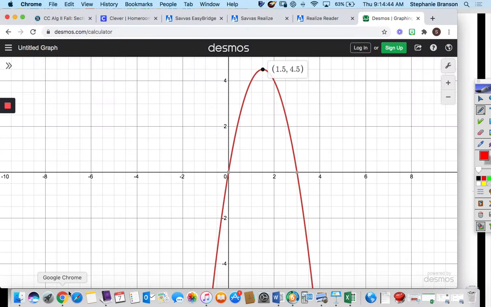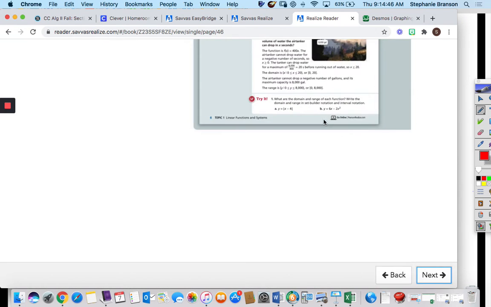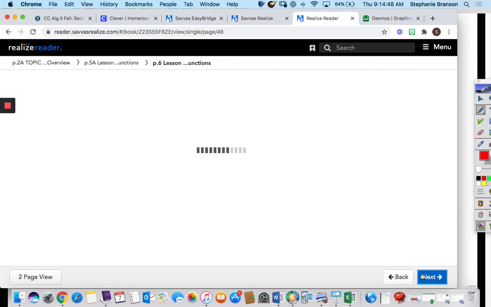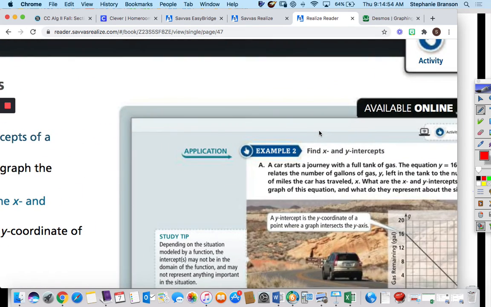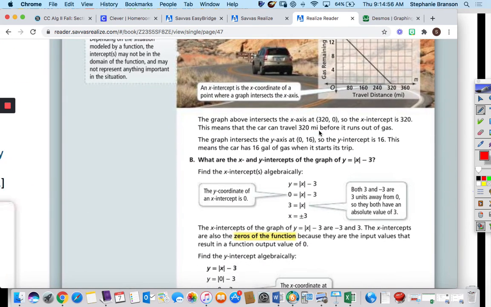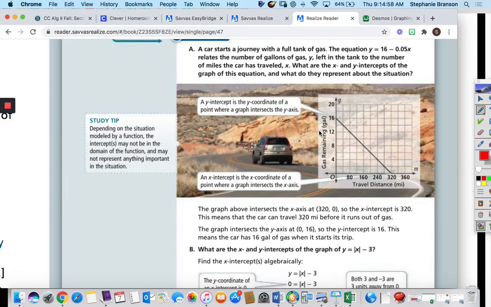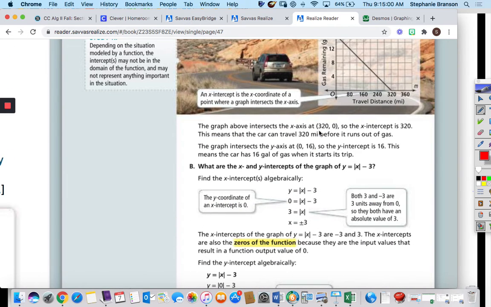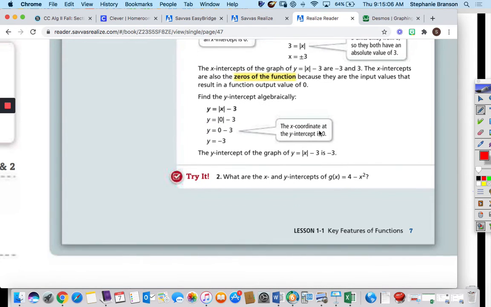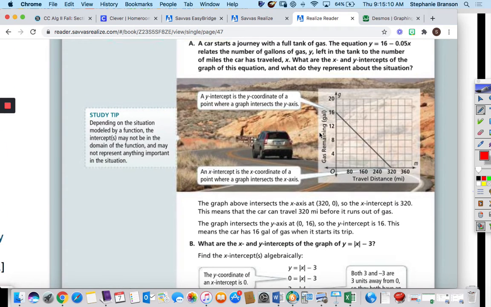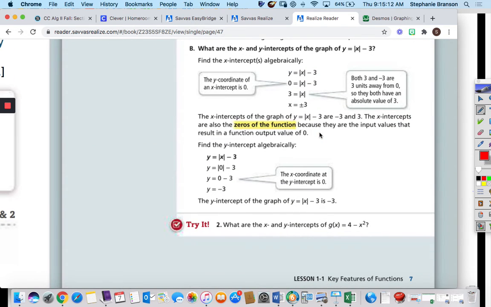I feel like you guys will be good at example 2. I'm going to just briefly hit it. It's just finding the x and y intercepts. You know, the x-intercept is where the graph crosses the what axis? X-axis, right? Those are also known as your zeros of your function. X-intercepts and zeros are the same thing. Y-intercepts are going to be where they cross the y-axis, correct?